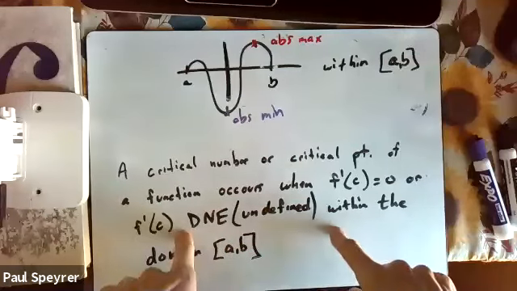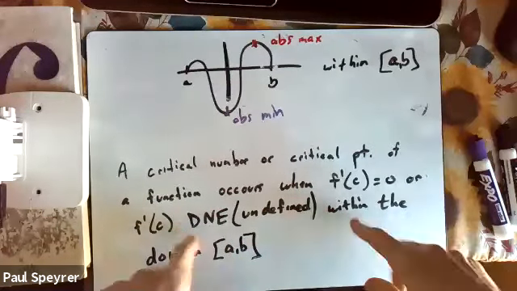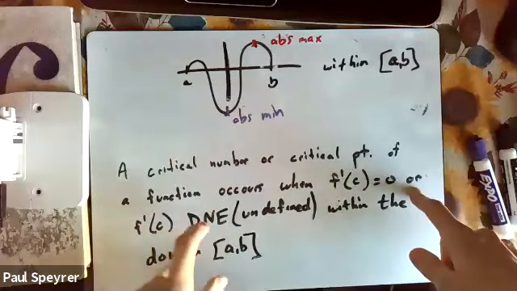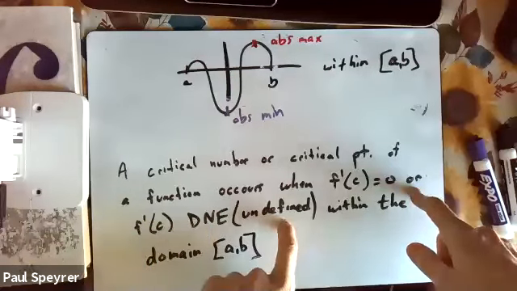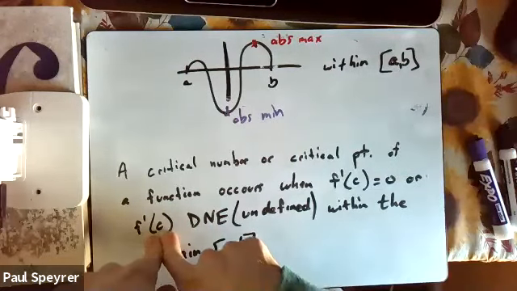Now, the other condition, because the rest of the sentence says, or the derivative does not exist, undefined. What is that? What's an example of not existing?